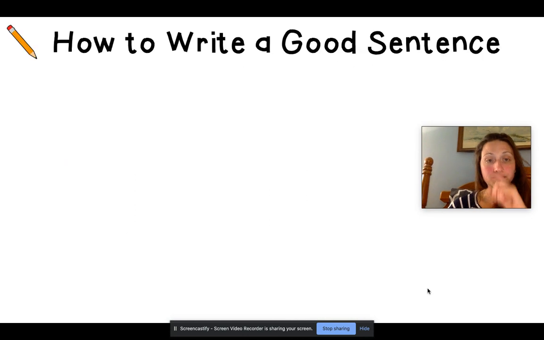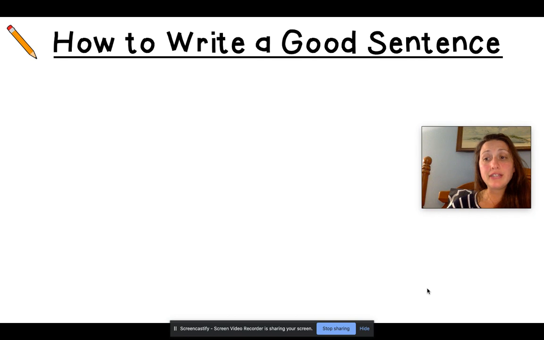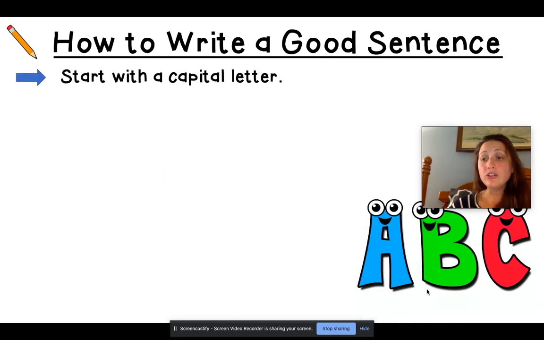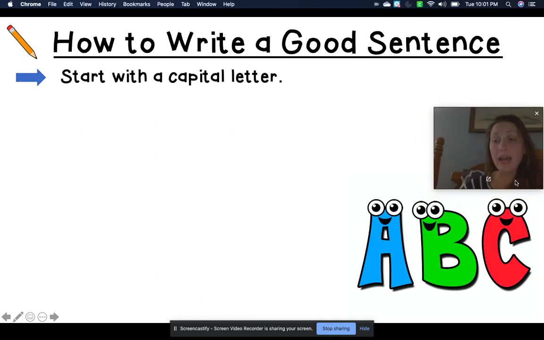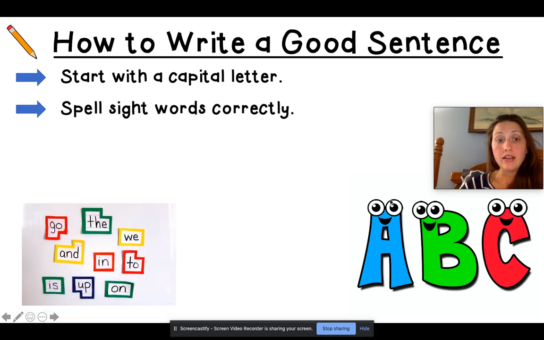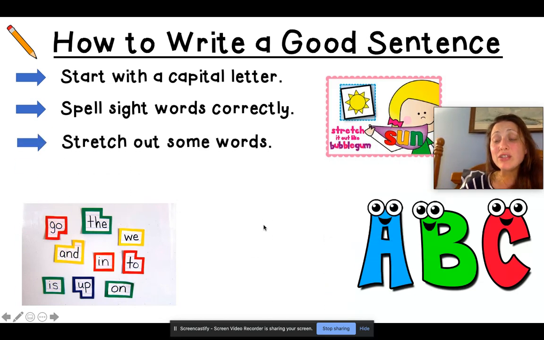Okay, boys and girls. So let's think about what we've learned today. How to write a good sentence. Rule number 1, start with a capital letter. Only the first letter in your word should be a capital. All the rest of the letters are lowercase. Spell sight words correctly. If you know the word is one of your sight words, then try to write it the correct way. Stretch out some words. Some words you don't know, and that's okay. You say them slowly and you write down the sounds you hear.